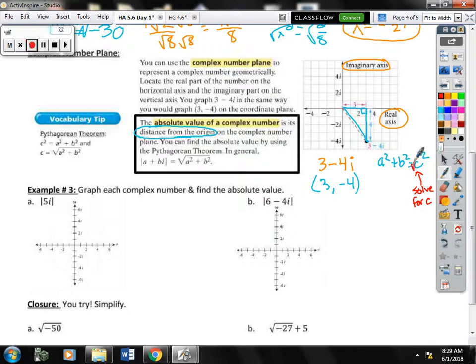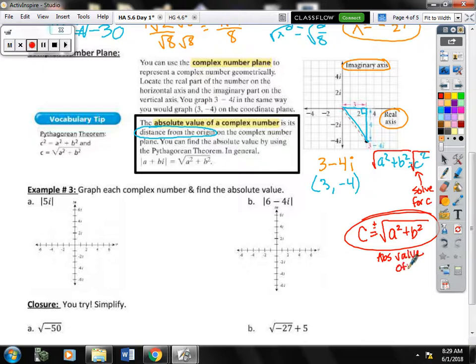Square root. So you'll get c equals the square root of a squared plus b squared. Technically plus or minus, but when you're looking at the distance, how far something is distance-wise, you're not going to have a negative distance. So we would just take the positive square. So this is the formula to find the absolute value of a complex number.